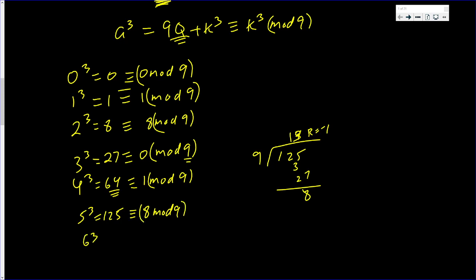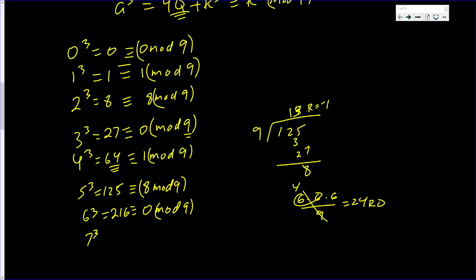Now, 6 cubed, well, that's 6 times 6 times 6 divided by 9. Well, that's 36 here. 9 goes into 36 4 times. So 9 goes into whatever 6 cubed is, which happens to be 216. It goes in 24 times with no remainder. This is 0 mod 9.